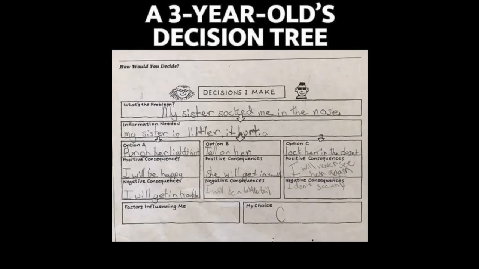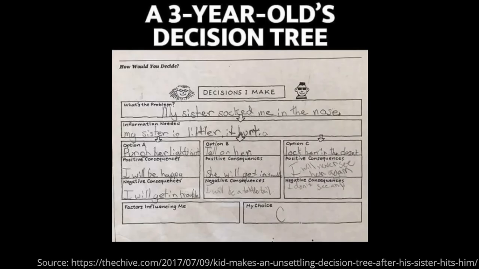What's the problem? My sister socked me in the nose. Option A. Punch her lights out. Positive consequences? I will be happy. Negative? I will get in trouble. Option B. Tell on her. Positives? She will get in trouble. Negatives? I will be a tattletale. Option C. Lock her in the closet. Positives? I will never see her again. Negatives? I don't see any.